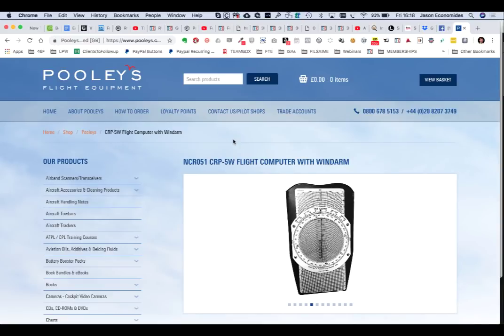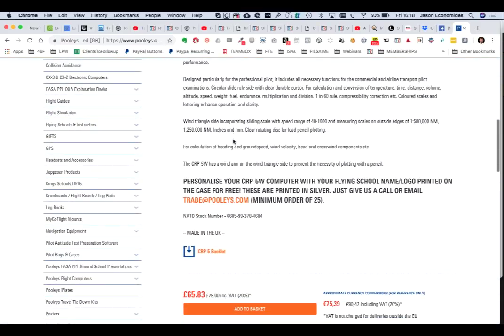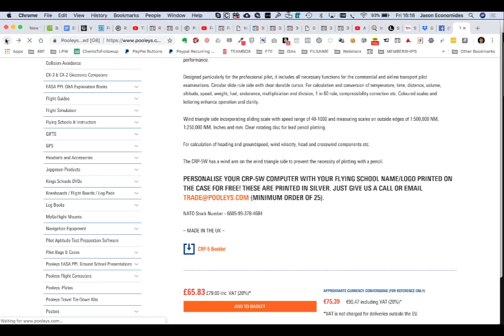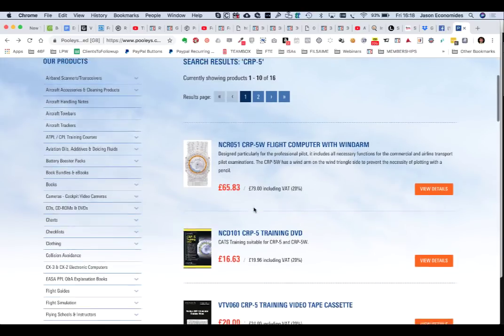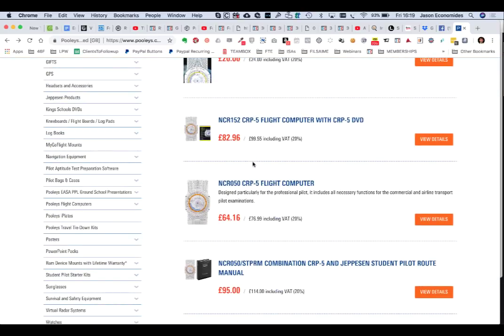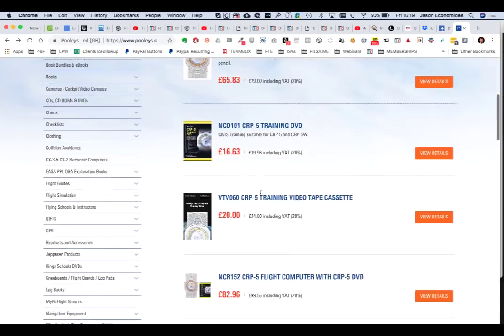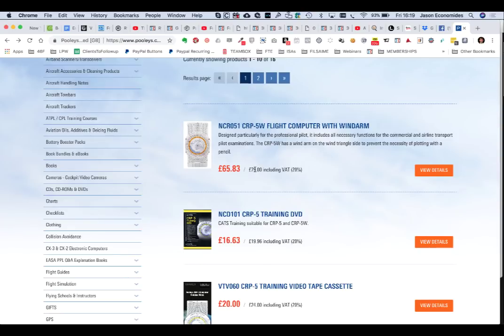So you're probably wondering, how much does this thing cost? Well, turns out there's almost no price difference whatsoever between the CRP-5 and CRP-5W. So if you go to Pooleys, which is where I bought mine, you can see that the regular CRP-5 is £64.16 without VAT. We all pay VAT unless you're a business, but basically £77 without the Windarm, and it's £79 with the Windarm, right? So it's a complete no-brainer to get this one.